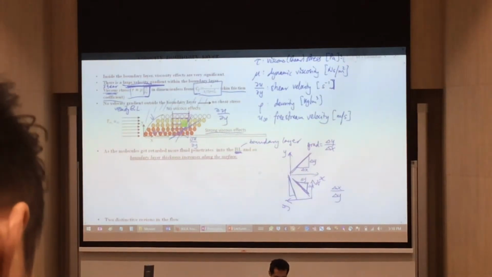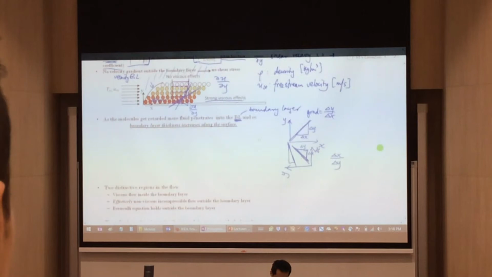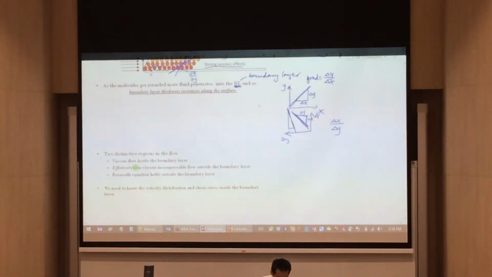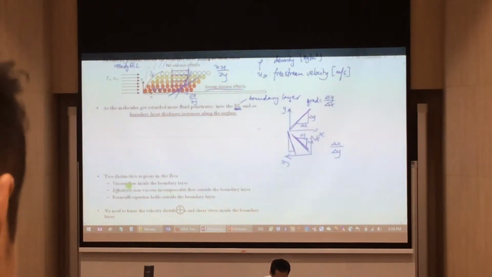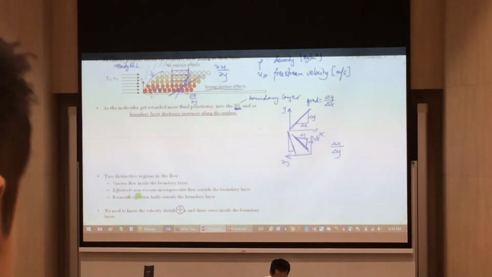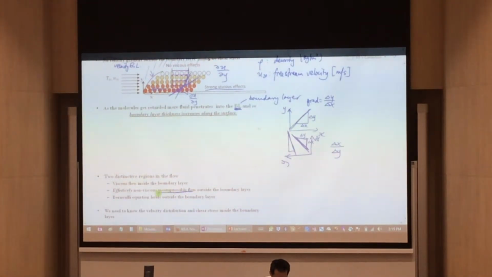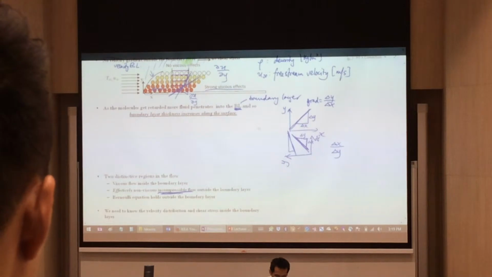So that's why within this boundary layer, you have a large velocity gradient. So there are two distinctive regions: the part that's within your boundary layer with a lot of viscous flow, and the part that's outside. And outside, we tend to say that the flow is incompressible. It's kind of laminar flow out there as well, and it doesn't experience any kind of shear flow out there.